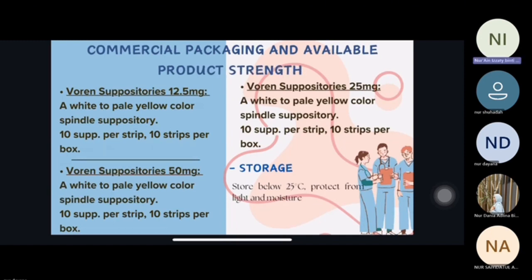Commercial packaging and available product strengths are 3: 12.5 mg, 50 mg, and also 25 mg. Commercial packaging is white to pale yellow color spindle suppositories, 10 suppositories per strip, 10 strips per box. The storage is below 25 Celsius, protect from light and moisture.